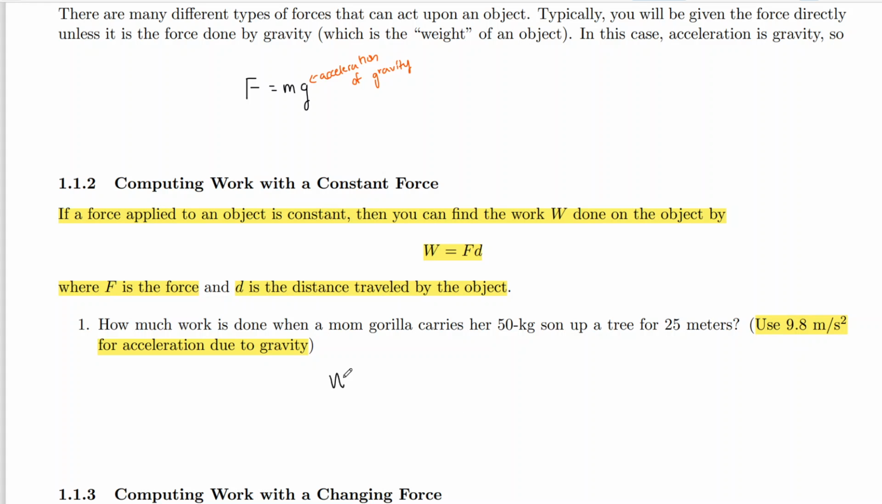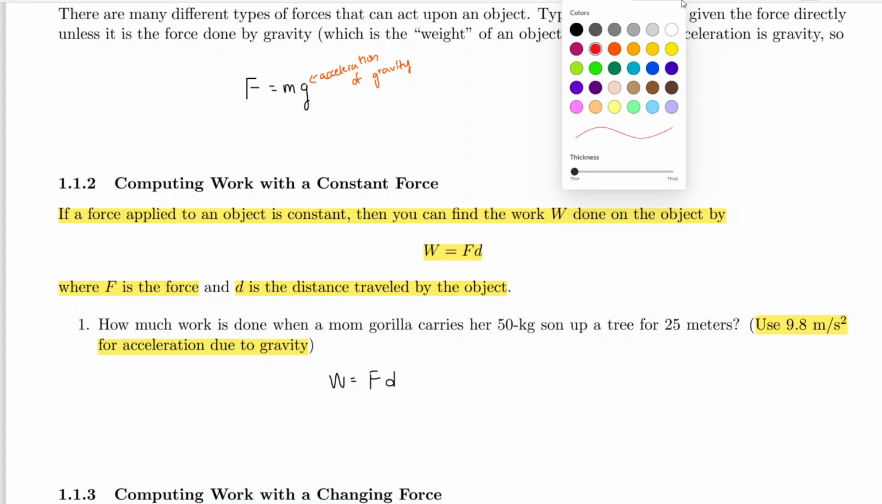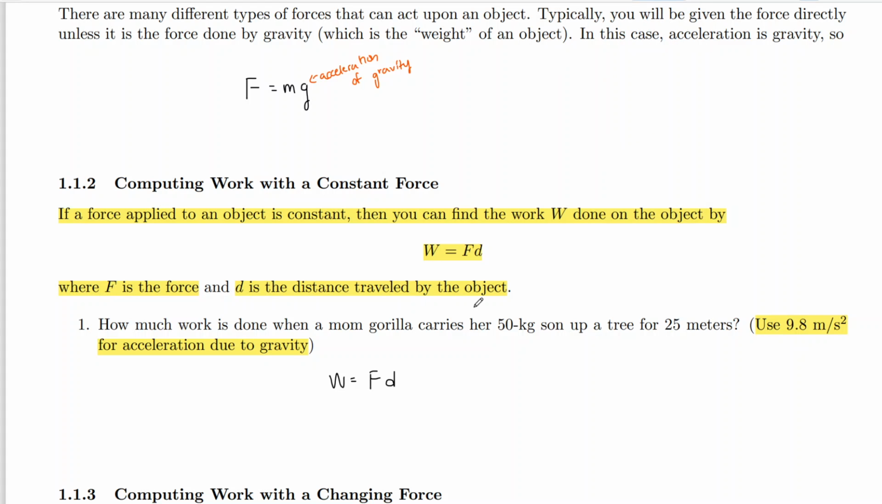Right? Well, why is work just F times D? Why is the force not changing? Well, the force isn't changing because we're given the mass of the son, 50 kilogram son. So M equals 50. We'll go ahead and write kilograms since that's the units.